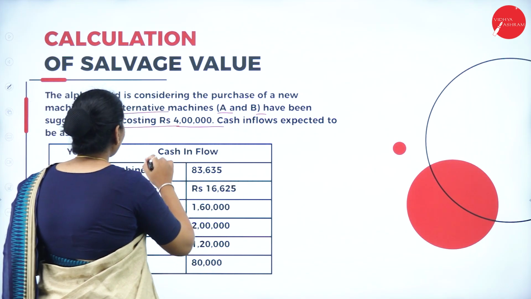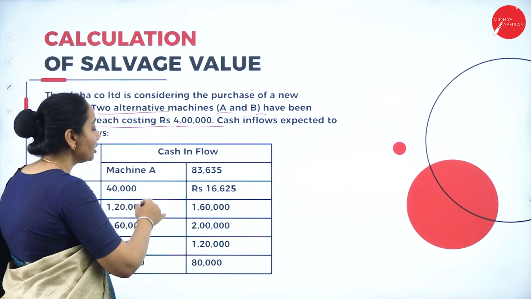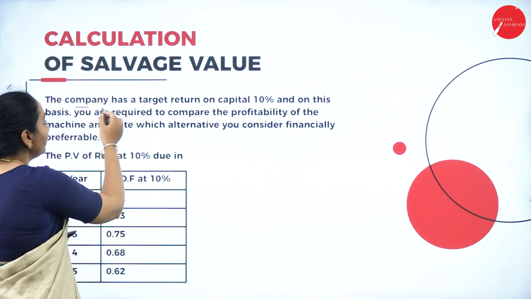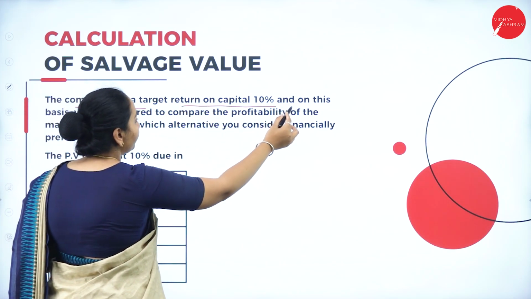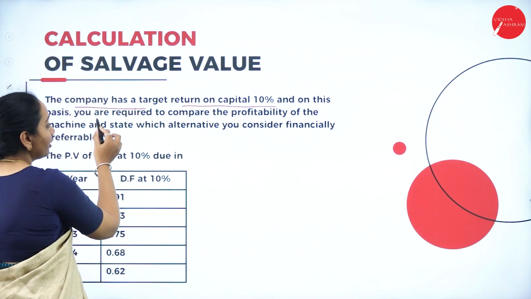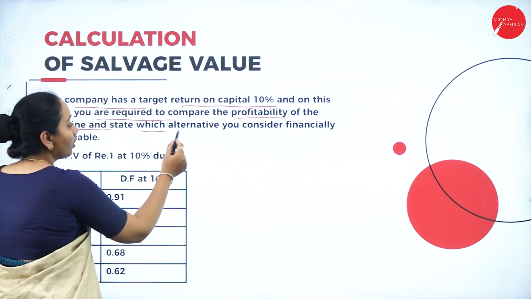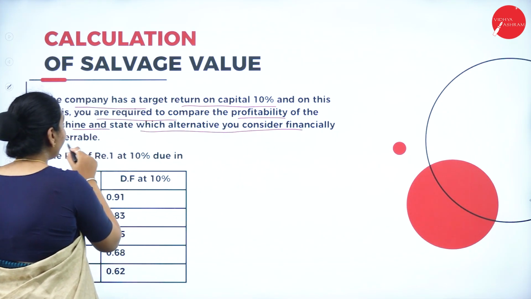So the cash inflows are being expected like this. So this is machine A cash inflow. So next is about continuing. The company has a targeted return on capital of 10%, and on this basis you are required to compare the profitability of the machine and state which alternative you choose financially preferable.